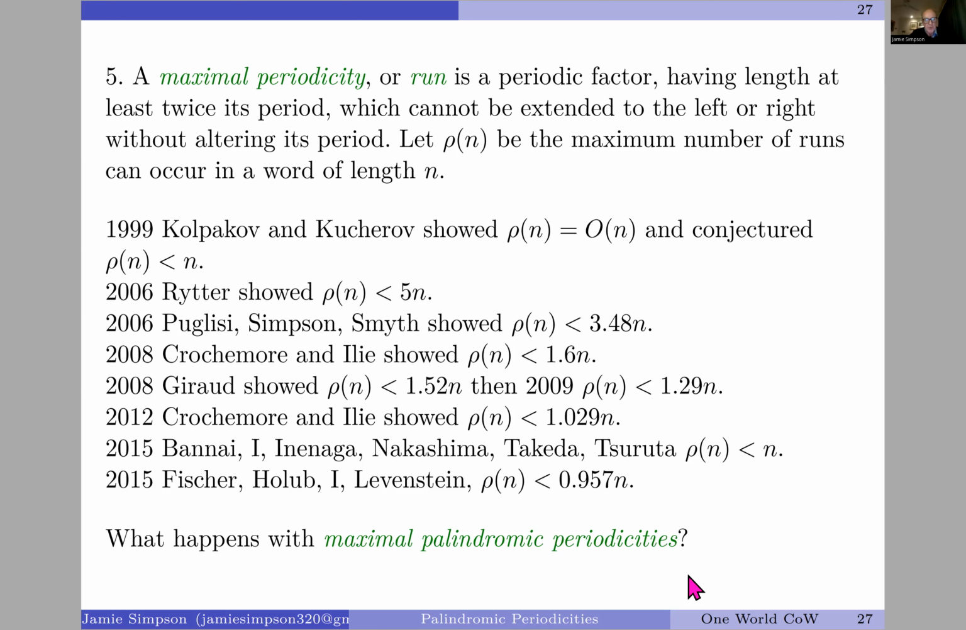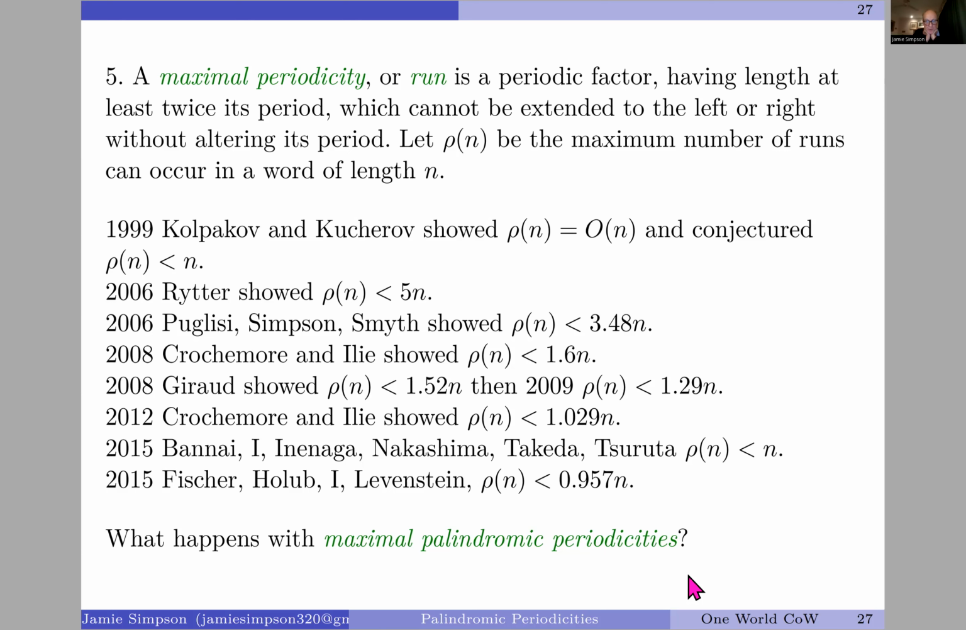The business started with Kolpakov and Kucherov, who showed that rho(n) was equal to big O of n, but their method didn't have any information about the size of the implied constant, and they conjectured that rho(n) was actually equal to n. That became known as the runs conjecture, and then there was a series of people who improved it.